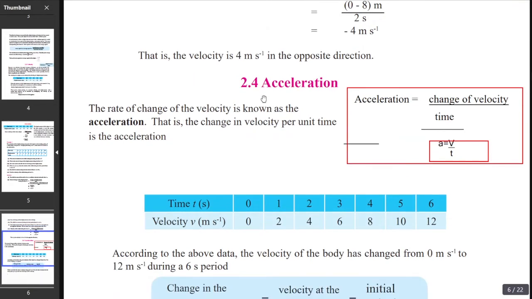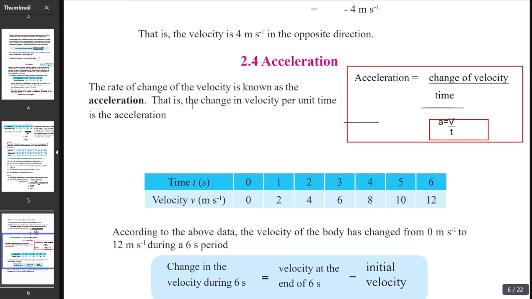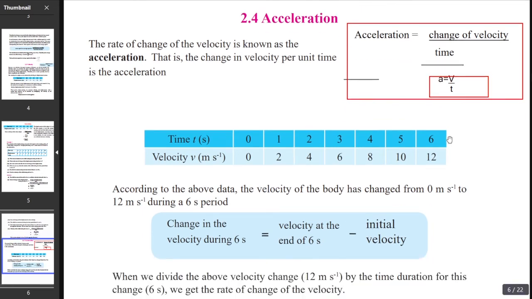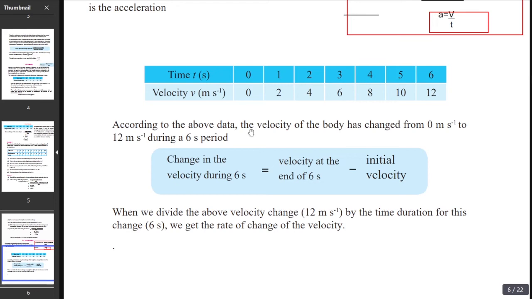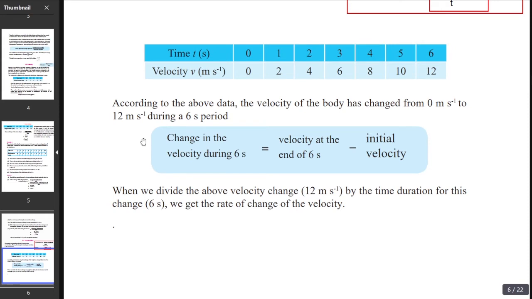Go to the next point, acceleration. What is acceleration? The rate of change of velocity is known as acceleration. That is, the change in velocity per unit time is acceleration. Acceleration is given as A, which is equal to change in velocity divided by time. According to the above data, the velocity of the body has changed from 0 m/s to 12 m/s, increasing, isn't it? The time taken for this increase is 6 seconds.